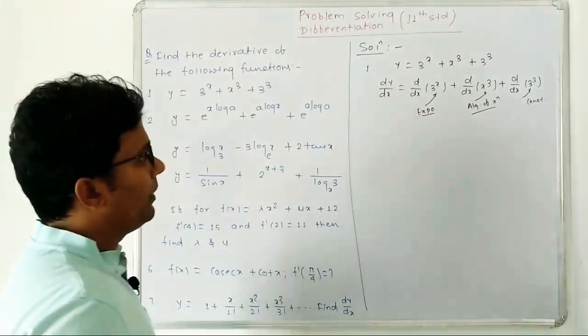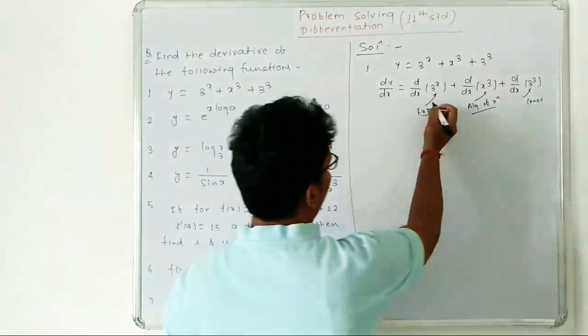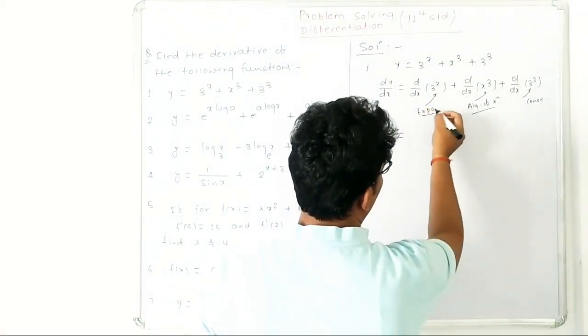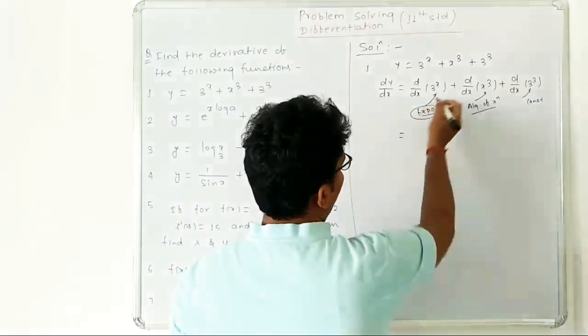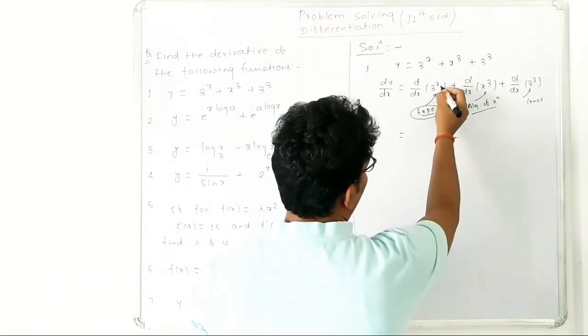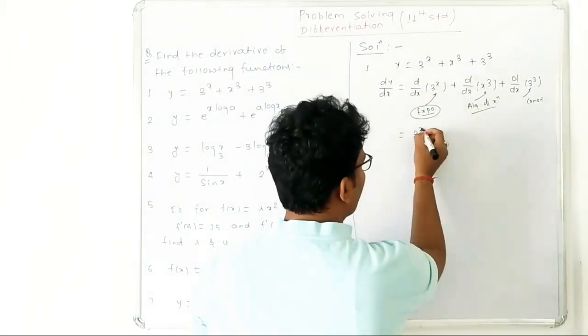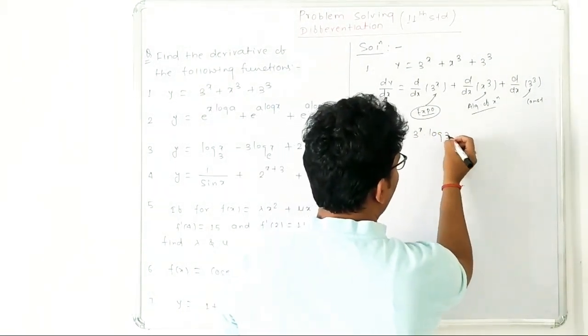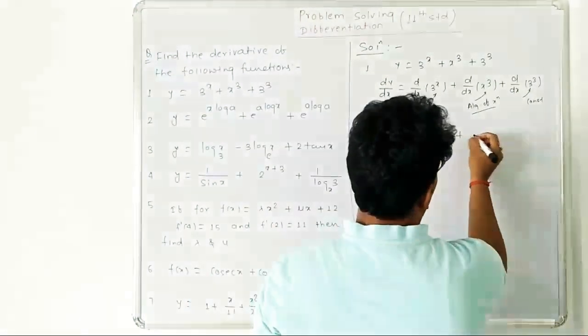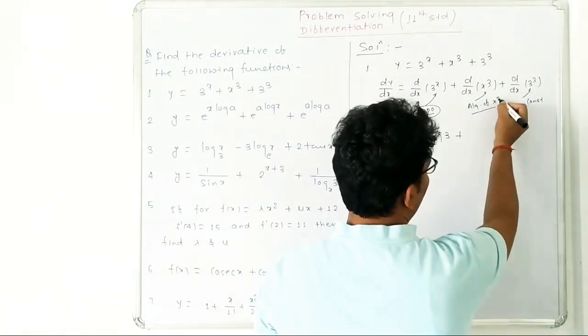So the derivative of 3 raised to x can be written by using the exponential formula. Derivative of the exponential function a raised to x is a raised to x into log a, so 3 raised to x into log of 3, plus x raised to 3, an algebraic function of x raised to n.